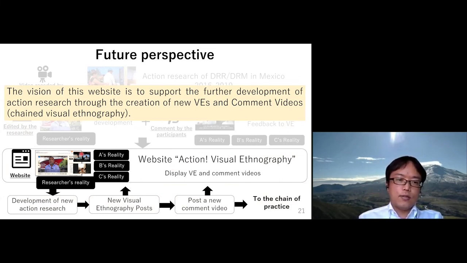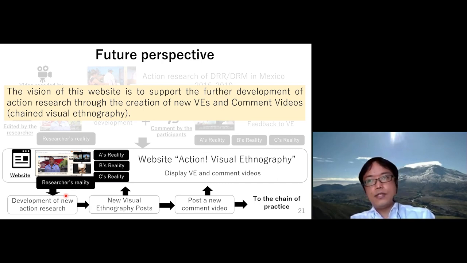So today, what I showed is only this part. The visual ethnography films are developed, and multi-voice reality is represented. So for example, Rafael-san can watch these different perspectives and my realities, and he or we can think of a future plan for new action research, and we can continue to film that new action research, and it becomes new visual ethnographies, and we can develop new comment videos, then it becomes a chain of practice. After that, we can think how action researches and multi-voice realities bring changes in Xihuatanejo municipality, for example, in the near future.